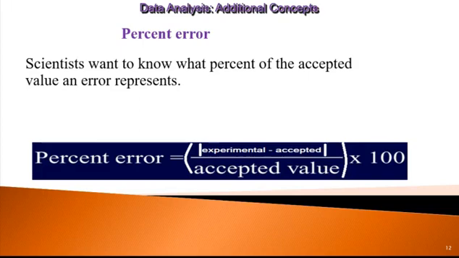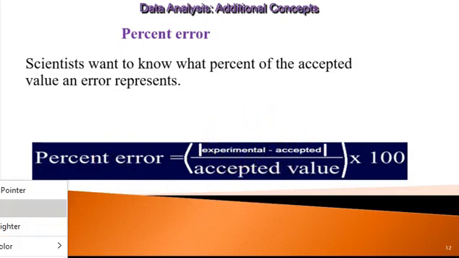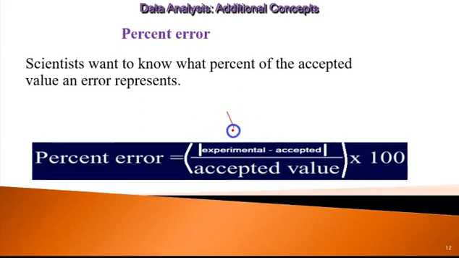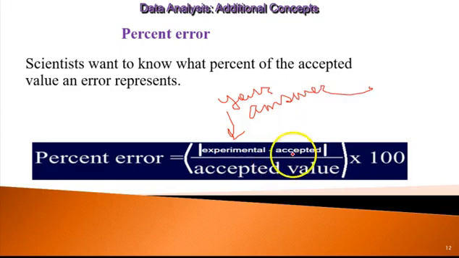Okay, so once we're finished with that, we're going to need to figure out percent error. Scientists want to know what percent of the accepted value their error is. And so the way you get percent error is you take your error, which is your experimental data. That's the data you just got when you did the experiment, your answer, minus the accepted answer.